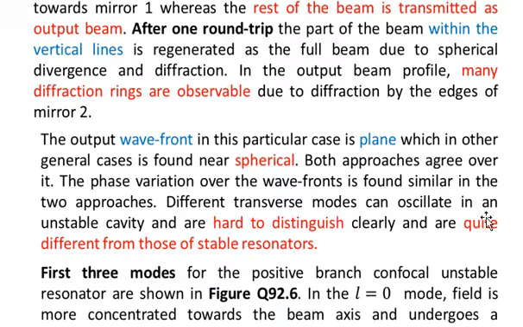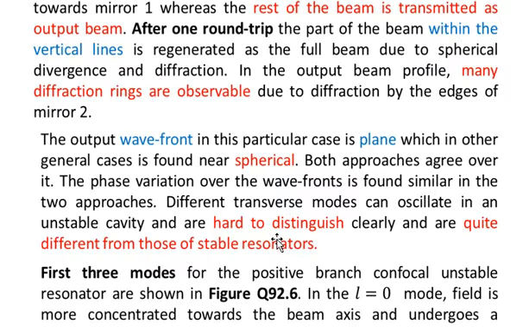Different transverse modes can oscillate in an unstable cavity. Different transverse modes mean the TEM00 mode, TEM01 mode, TEM10 mode, and of course other modes. These are the transverse modes. So different transverse modes can oscillate in an unstable cavity and are hard to distinguish clearly and are quite different from those of the stable resonators.